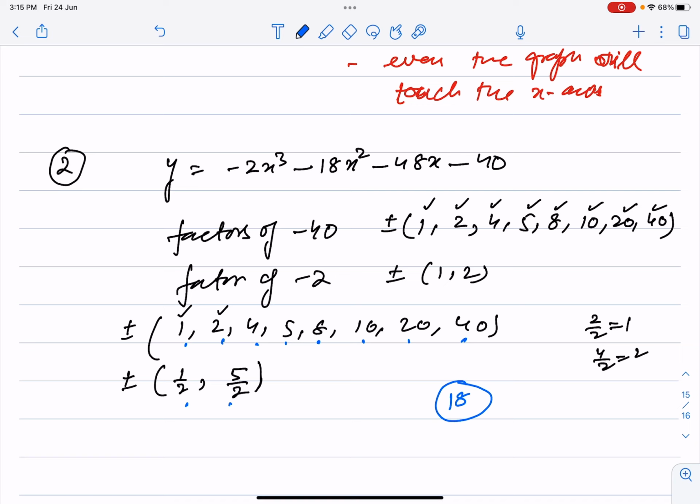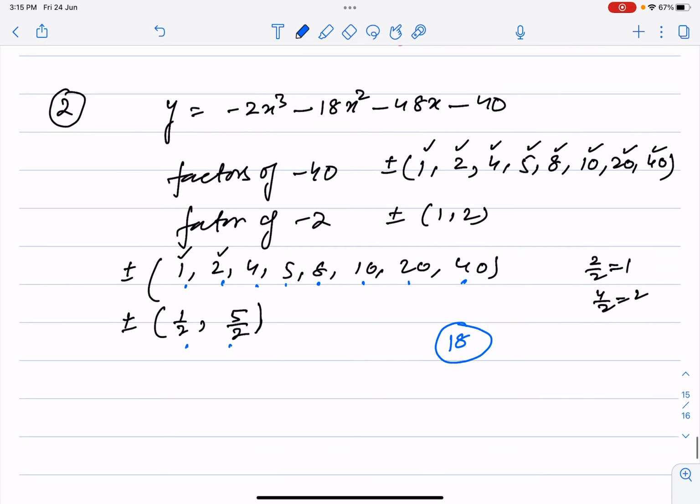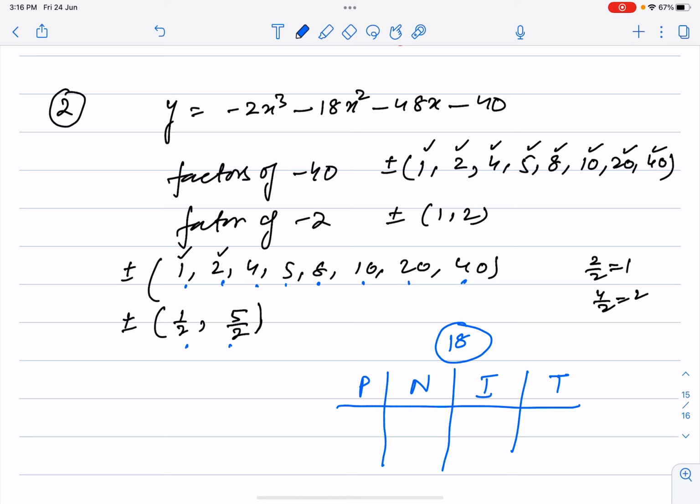Now going further, let's first see, using Descartes' rule, how many positive or negative and how many imaginary roots there are, by drawing the PNI chart or PNIT, you can say. P stands for positive, N stands for negative roots, I stands for imaginary roots, T stands for total roots. So total roots are 3 obviously.